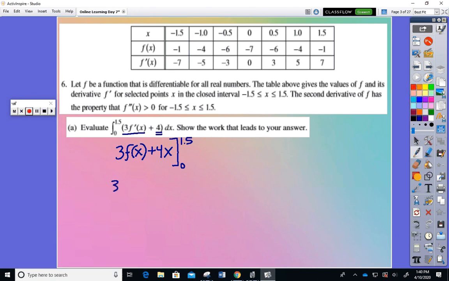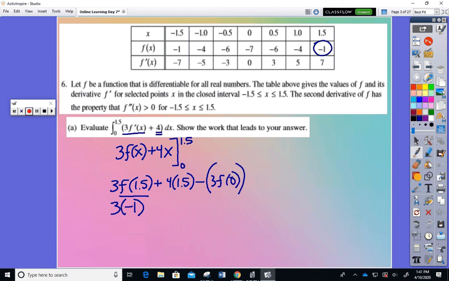So I'm going to plug in 1.5, so 3f of 1.5 plus 4 times 1.5, and then I have to say minus 3f of 0 plus 4 times 0 is 0, so I'm going to leave that one alone. Now I'm going to look at my table to get f of 1.5. So f of 1.5, it looks like from the table, is negative 1. And then plus, of course, 4 times 1.5 is what, 6? 4 times 3 halves would be 12 halves or 6.